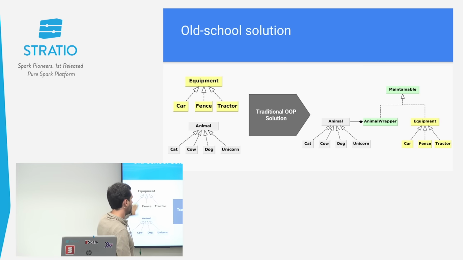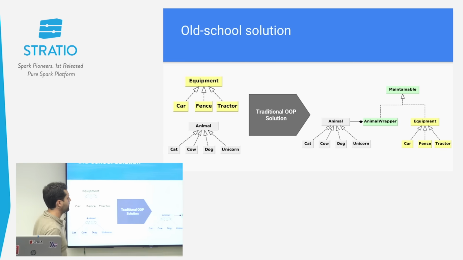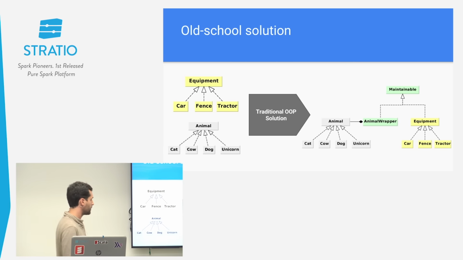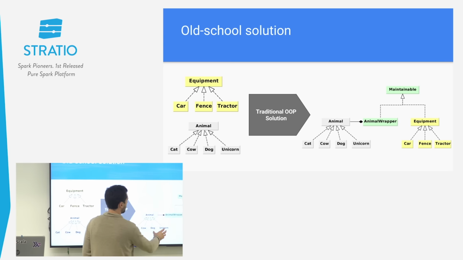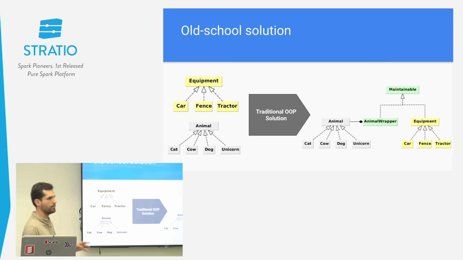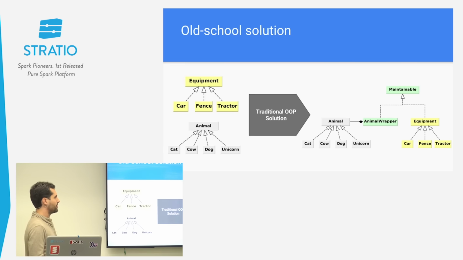Equipment is yours, okay, no problem, and you want to work with animals in the same management system. Then the only thing you can do in Java and C++ is to create a wrapper. A wrapper is a piece of code with an attribute of the type of animal. So you already have an integration between the two domains.